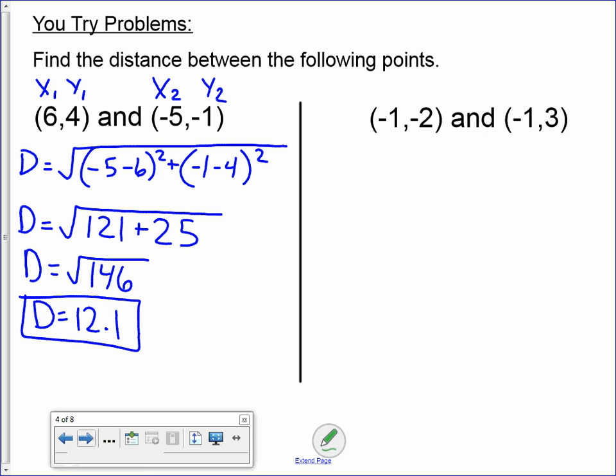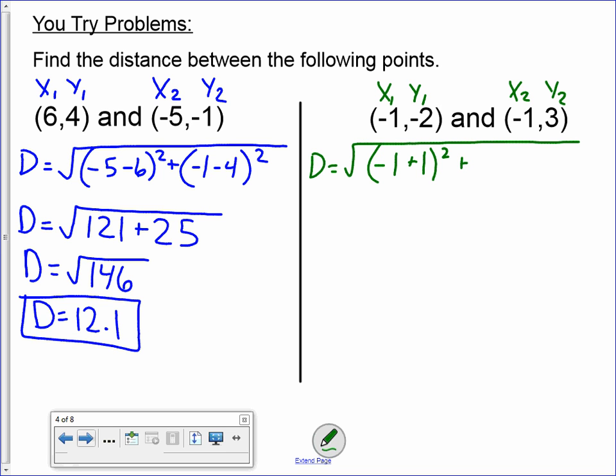For the second one here, here's x1, y1, here's x2, and here is y2. So when I find the distance, I plug them into the formula, and I'll have -1, this should have been +1 squared, plus y2, which is 3, and you have a double negative again, so this should have been +2 squared.